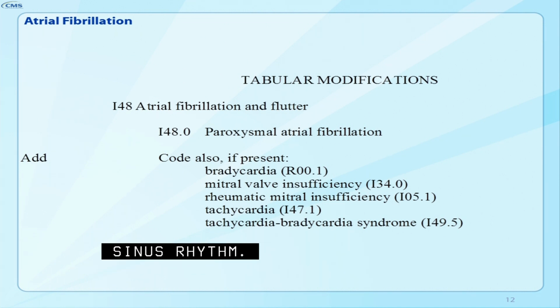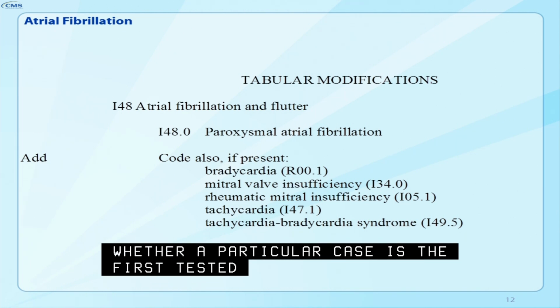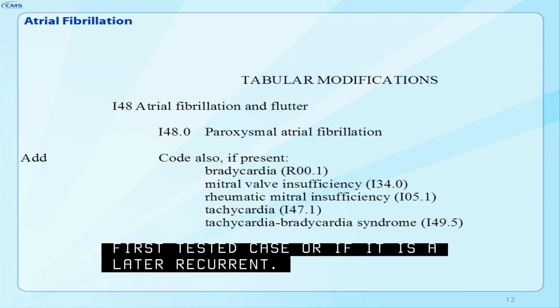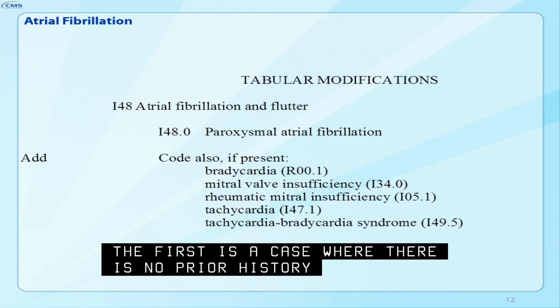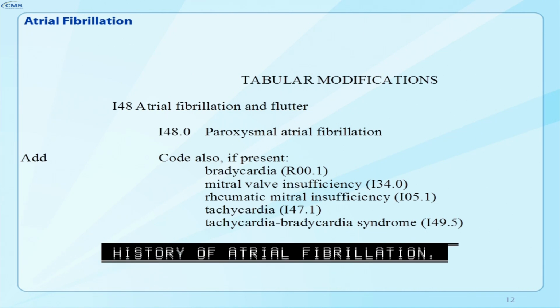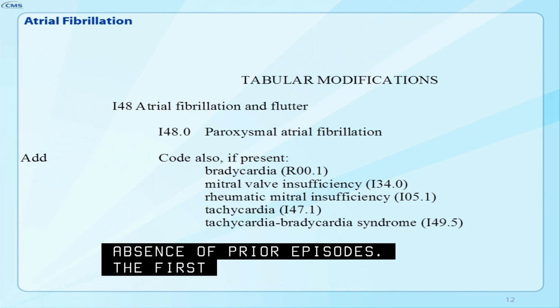It can be important to be able to identify whether a particular case is a first detected case of atrial fibrillation or a later recurrence. The first detected atrial fibrillation is a case where there was no prior history, no known or available prior history of atrial fibrillation, so no certainty about presence or absence of prior episodes or duration of an episode. First detected episodes of atrial fibrillation are classified as paroxysmal when they terminate, or persistent when they last for more than 7 days, more than a week.